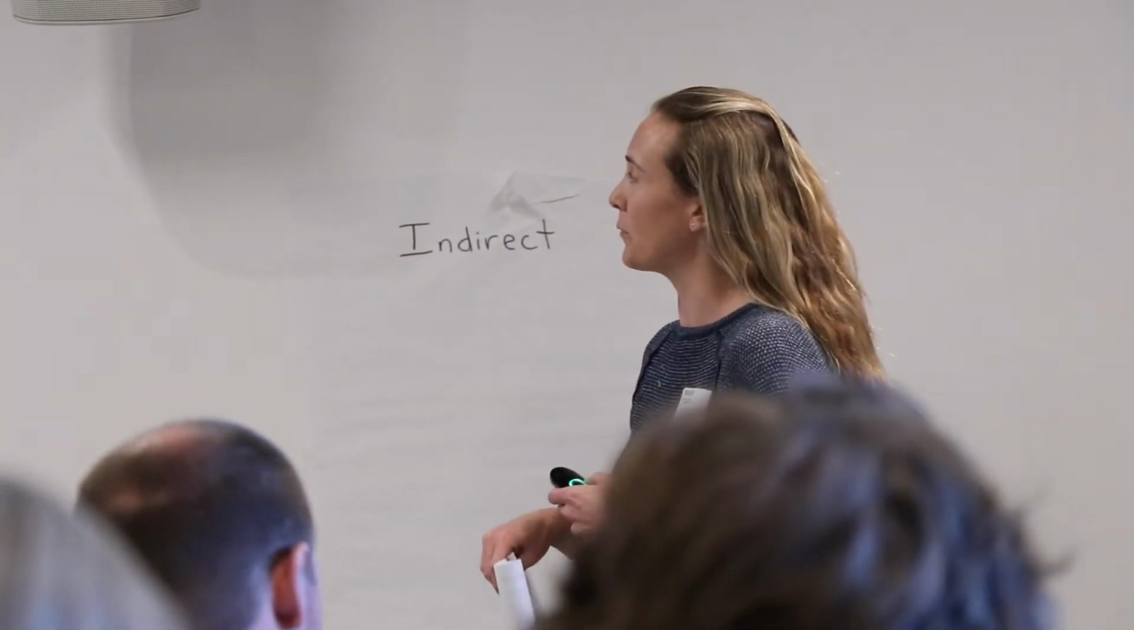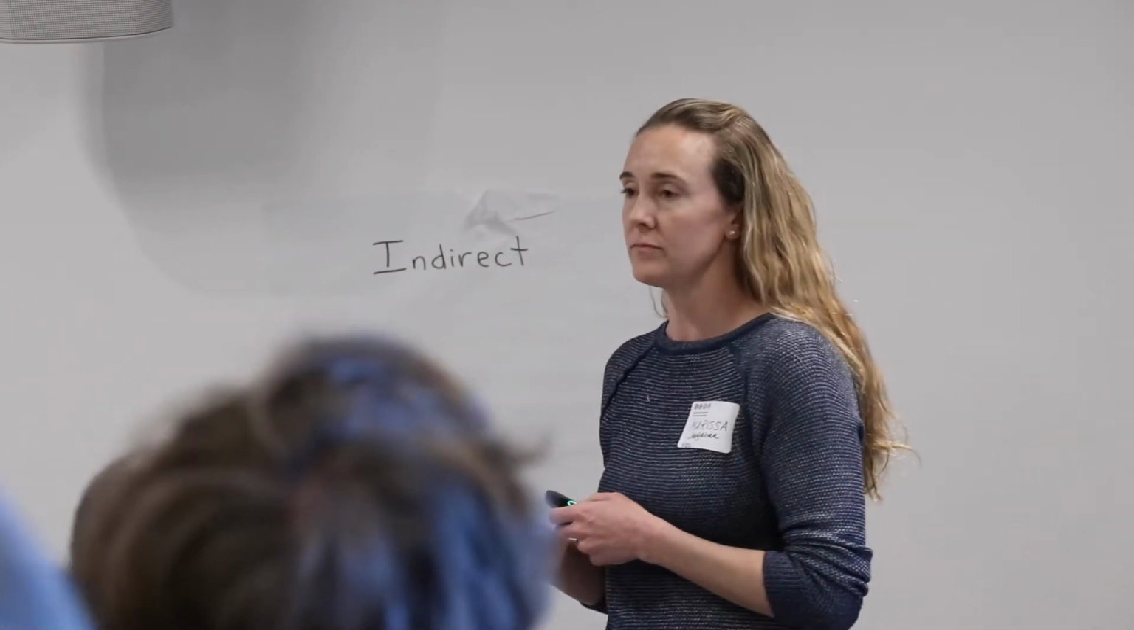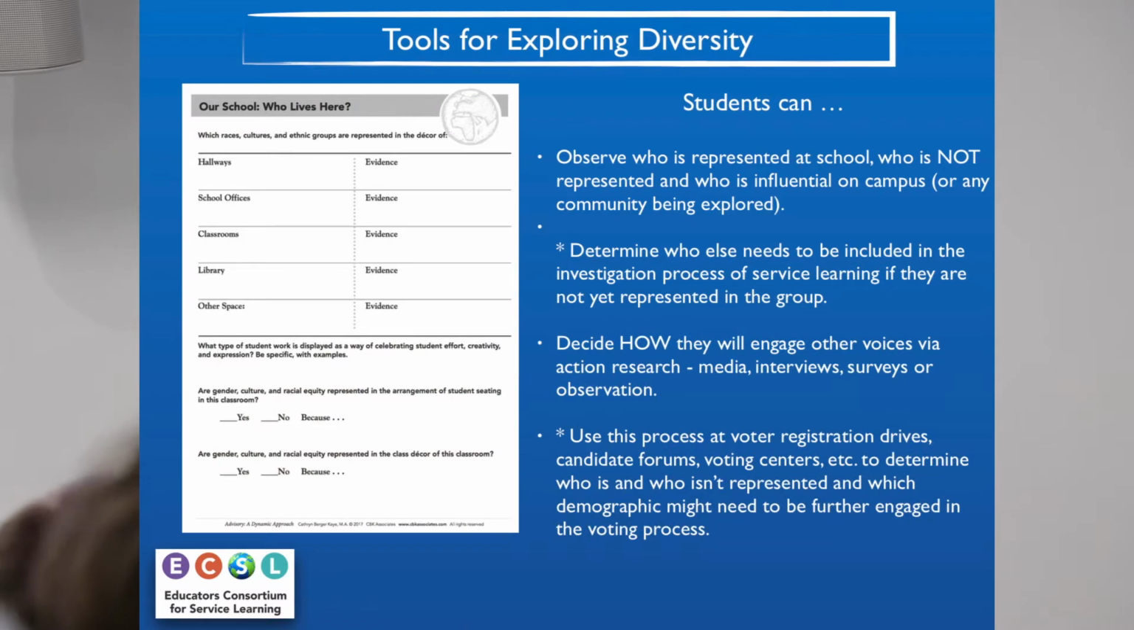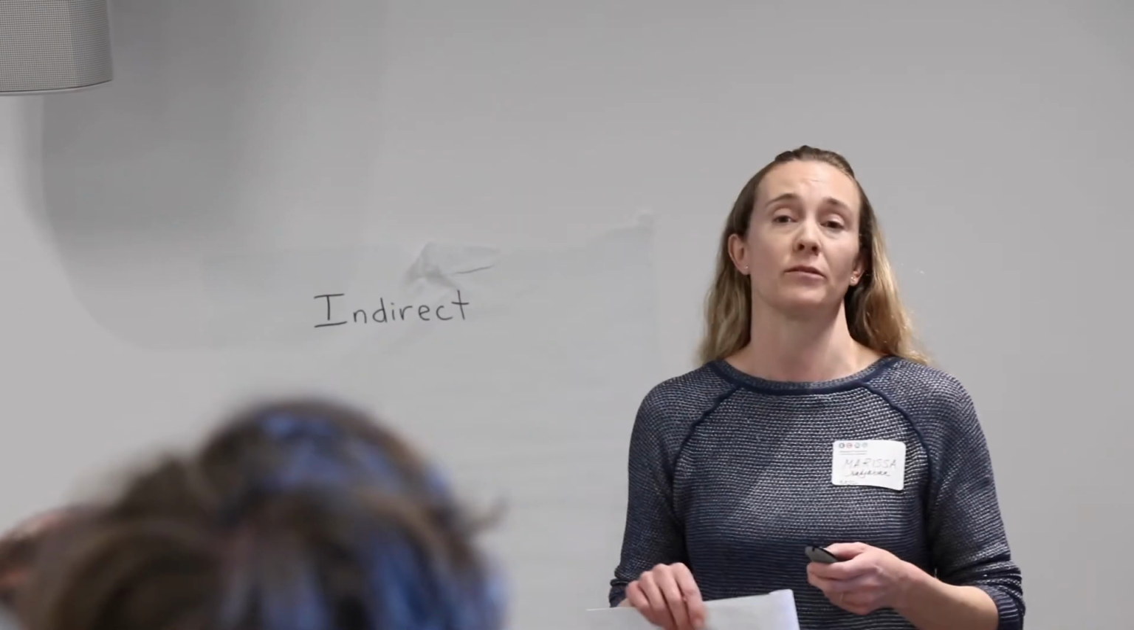And so another one that plays in that you'll see is an activity called Who Lives Here. This is where you're walking around and doing a visual audit of your school and who's represented in the school. And I can see transitioning this concept into something that revolves around voting.